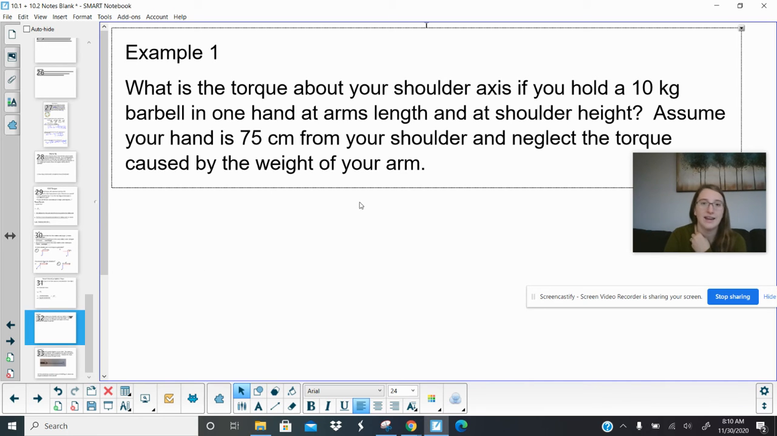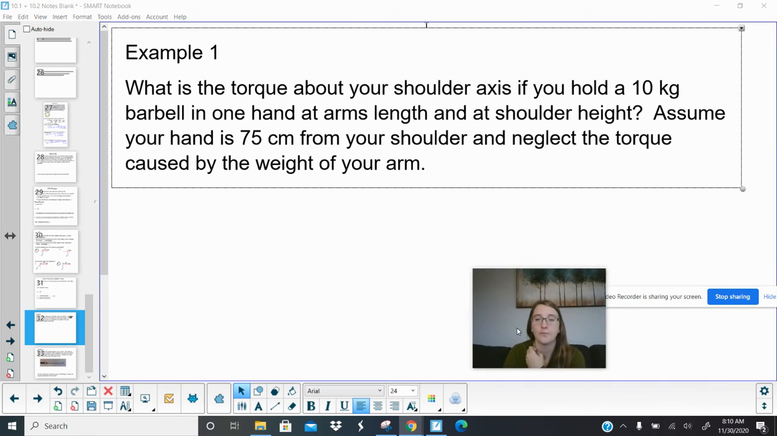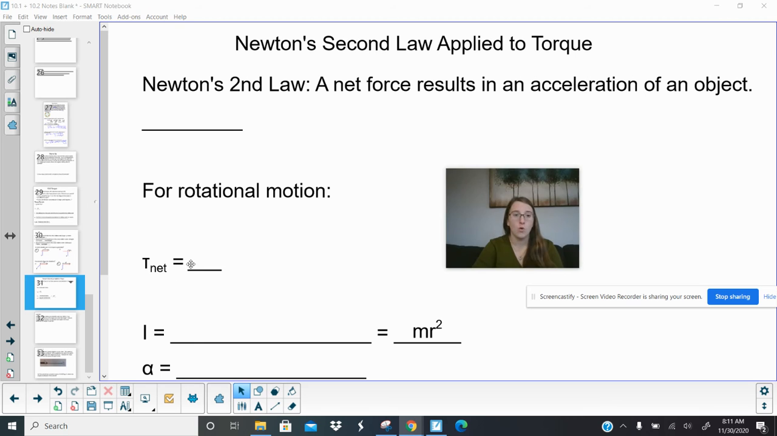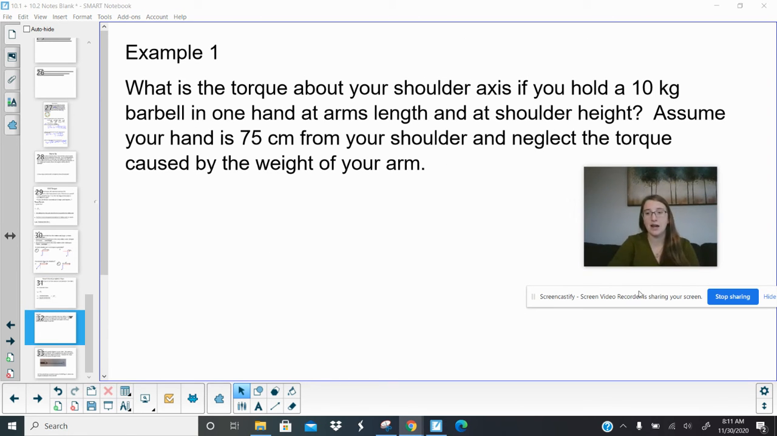So let's go ahead and look at this first example here. This one says, what is the torque about your shoulder axis if you hold a 10-kilogram barbell in one hand at arm's length and at shoulder height? Now, what we are looking at is not the net torque. Again, a net torque would result in an acceleration. We don't care about that right now.